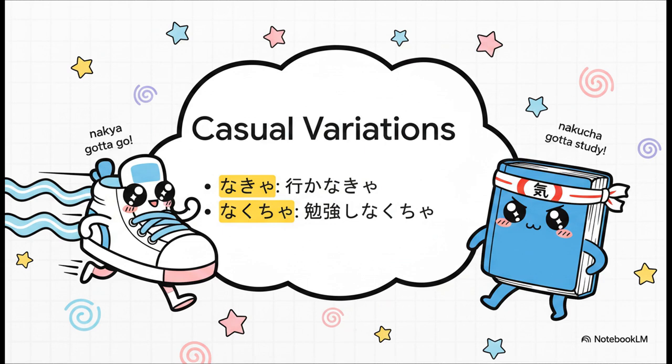And this brilliantly illustrates how languages evolve for efficiency. Japanese people naturally shorten those long formal textbook phrases into these snappy, casual bites. Instead of ikanakereba ikenai, you just say ikanakya, I gotta go. Instead of benkyou shinakereba ikenai, you say benkyou shinakucha, I gotta study. They mean the exact same thing, but they instantly make your Japanese sound incredibly natural and fluent.